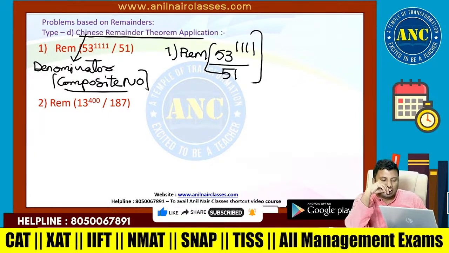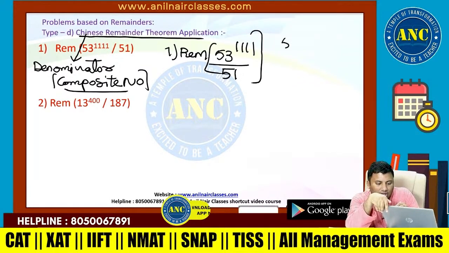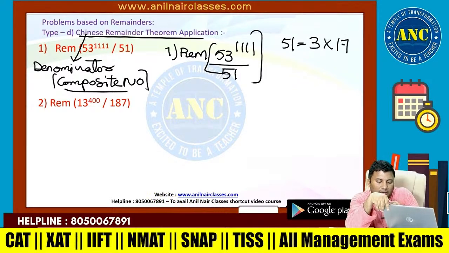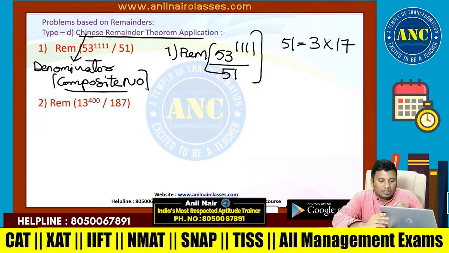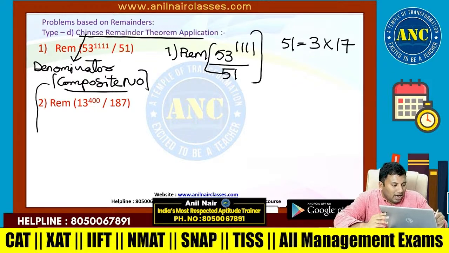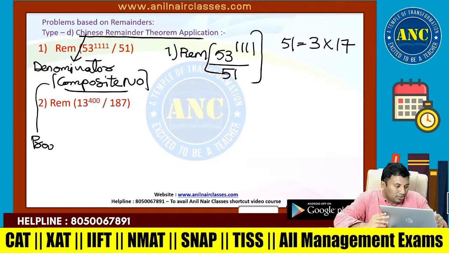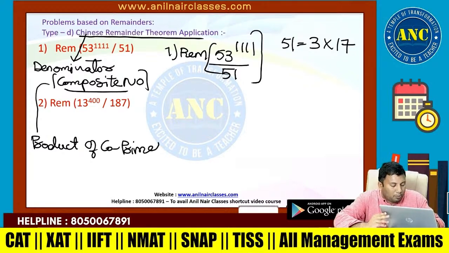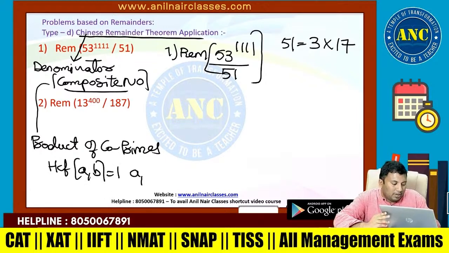How to use this logic? Chinese remainder theorem says, convert the number as a product of coprimes. What do you mean by coprimes? HCF of two numbers if it is 1, then the numbers are said to be coprimes.